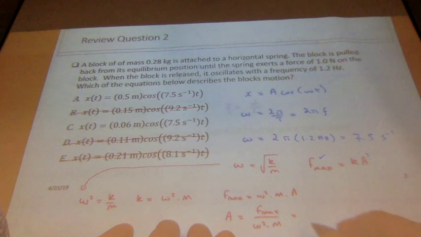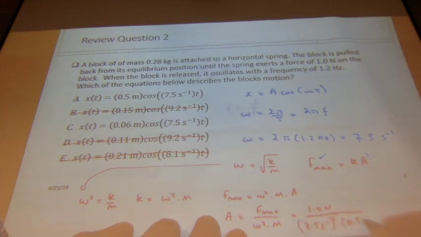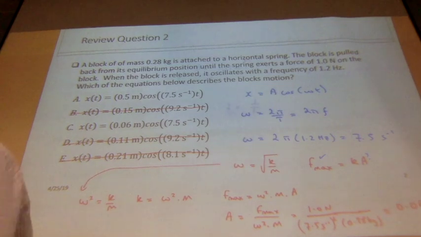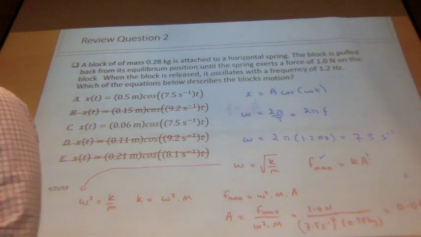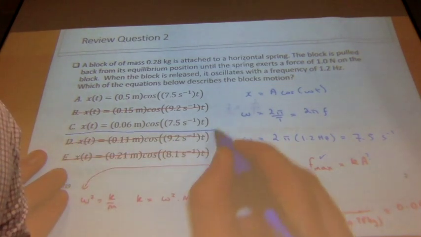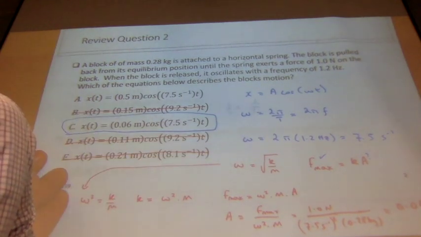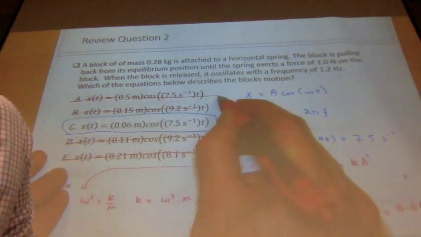I haven't solved for them yet, but I go: 1 Newton. The omega is 7.5 inverse seconds, so s to the minus 1, all squared, times the mass. It's given in the correct units of kilograms, and this should give you 0.06. So the correct choice is C. It gives us the correct amplitude, and I can then rule out choice A.